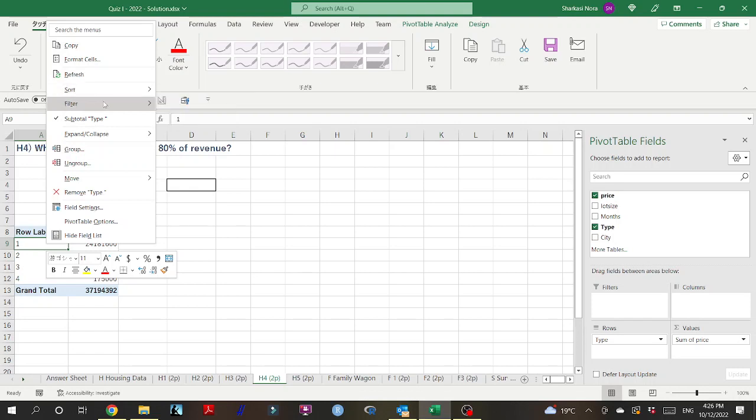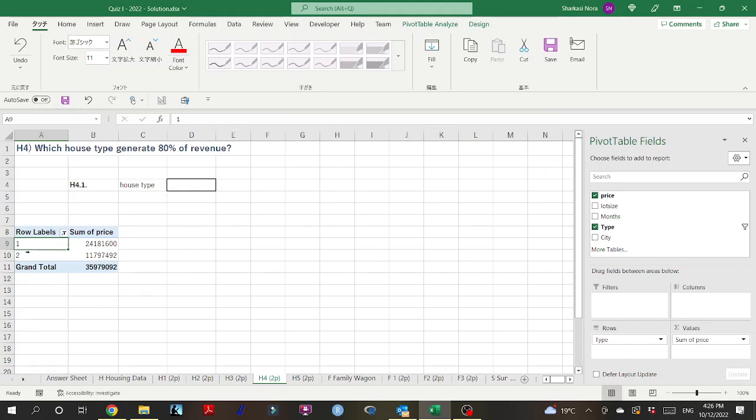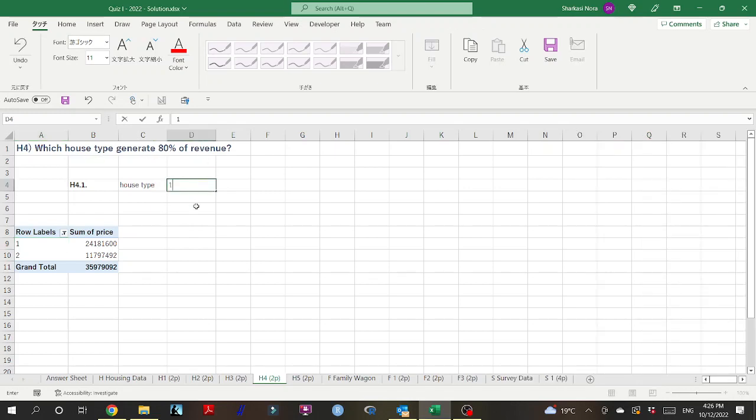So it is basically filter, top 10, and we need the top 80%. And if you guys remember, in class, I showed you the very beginning when I put this in percentages, it didn't work out. You need to keep it in the numbers and then put the percentage. So here, which house type generates 80% of revenue? It's 1 and 2. And of course, I put house type and not types because I don't want to say that it's more than one house or one house, you know? You need to figure it out, yeah?